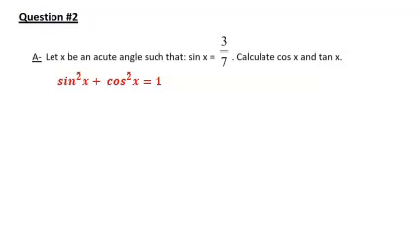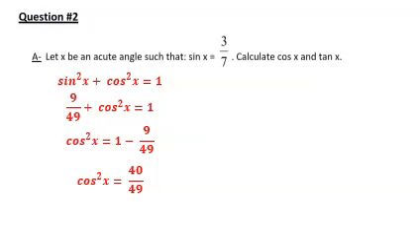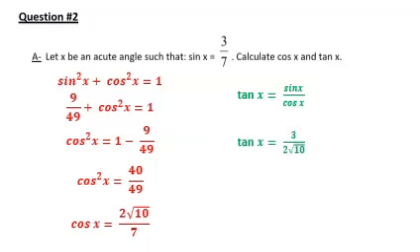And you just replace sine squared x with 9/49, so 9/49 plus cosine squared x equals 1. Now cosine squared x equals 1 minus 9/49, which is 40/49. And now cosine x equals radical 40/49, which is 2 radical 10/7. After finding cosine x, we now have sine x and cosine x. So tangent x equals sine x over cosine x, which gives us 3/(2 radical 10).